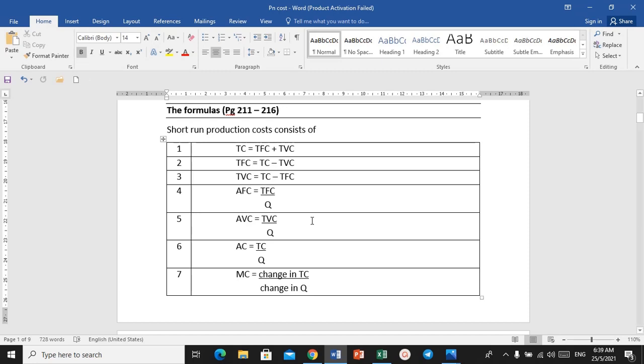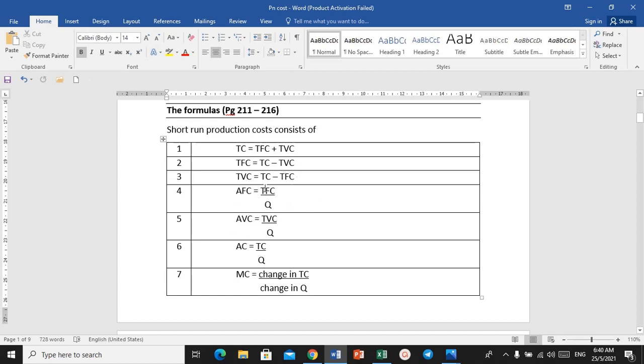The answer is that it is considered a short run production cost because in this set of production costs, we can find the value of fixed cost, total fixed cost. Fixed cost represents the value of your fixed input. From fixed input, you will have fixed cost. From variable input, you will then have variable cost. So we have total fixed cost in this set of short run production costs.